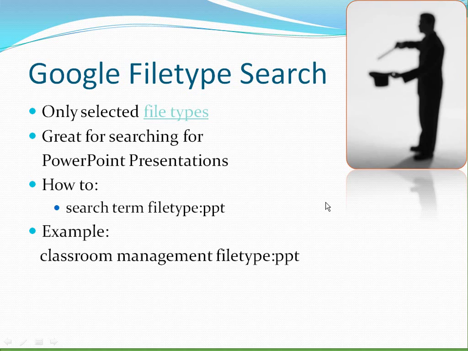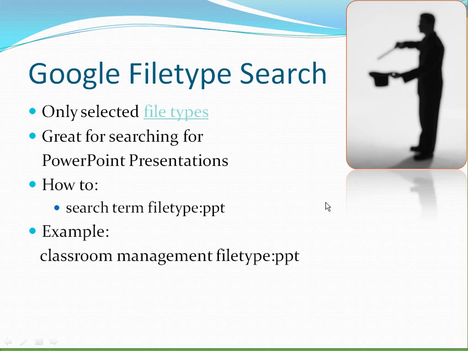So for example, if I was looking for information on classroom management, if I just typed classroom management in the Google search bar, I could get a variety of things. I could get books on classroom management, websites, maybe there's a game on classroom management. Maybe there's even a movie called Classroom Management. So you get all kinds of different results.